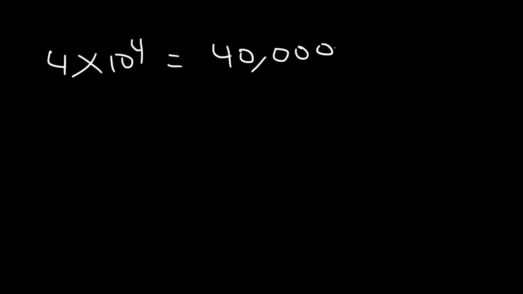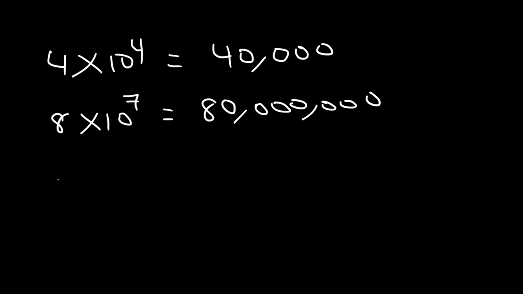So for example, if I have 4 times 10 to the 4, I know 10 to the 3 is 1,000. That means 10 to the 4 is the next level higher. That's 10,000. So 4 times 10,000 is 40,000. Let's say if I have 8 times 10 to the 7. If 10 to the 6 is a million, 10 to the 7 is 10 million. So 8 times 10 million is 80 million.